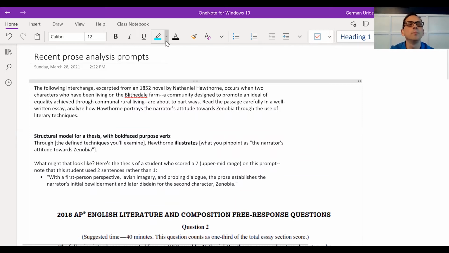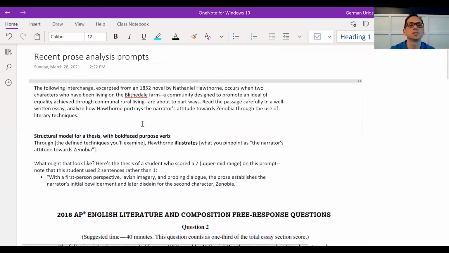So first of all, let's take a look at the prompt. The following interchange, excerpted from an 1852 novel by Nathaniel Hawthorne, occurs when 2 characters who have been living on the Blithedale farm, a community designed to promote an ideal of equality achieved through communal rural living, are about to part ways. Note that they give you some background. That's all you need to know, nothing more. Read the passage carefully. In a well-written essay, analyze how Hawthorne portrays the narrator's attitude towards Zenobia through the use of literary techniques.